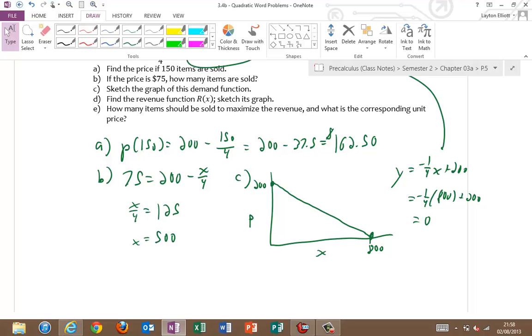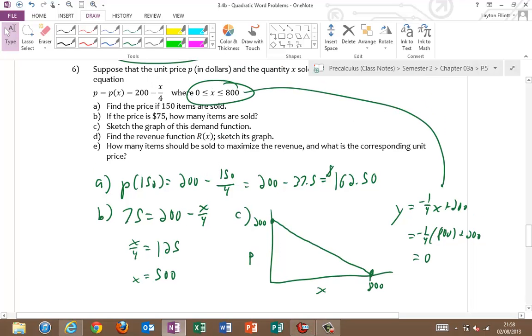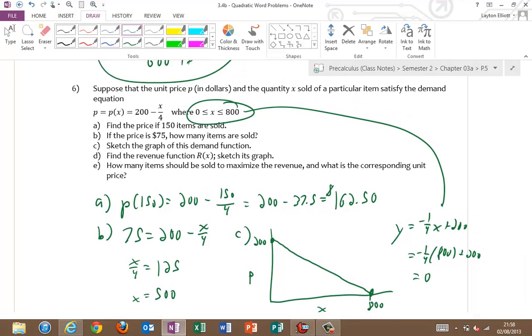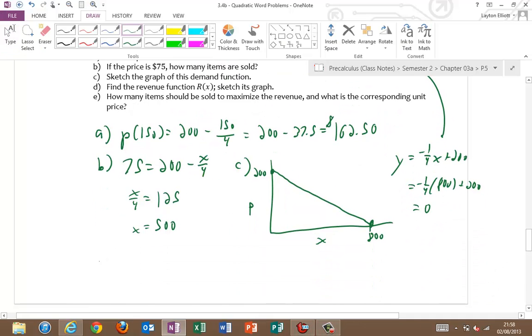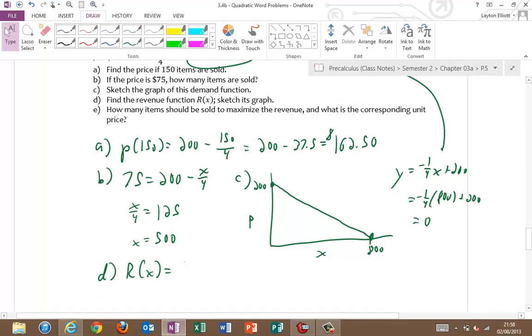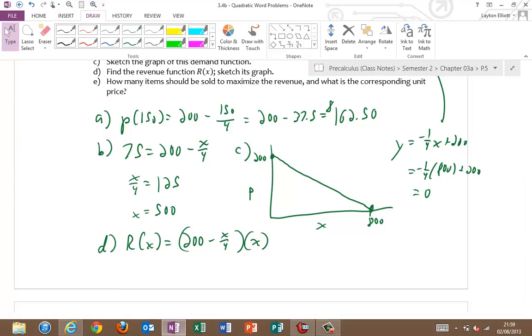How many items should be sold to maximize the revenue, and what is the corresponding unit price? We don't have a revenue function. So let's make one. The revenue of x would have to be the price per unit, which we know is 200 minus x over 4, times the number of units sold, so just times x. Well, that's an upside down parabola, so if I wanted to sketch that graph, let's go into the graphing calculator.